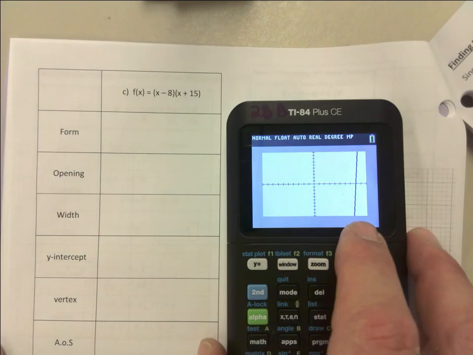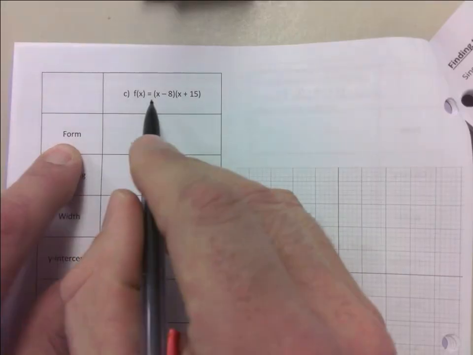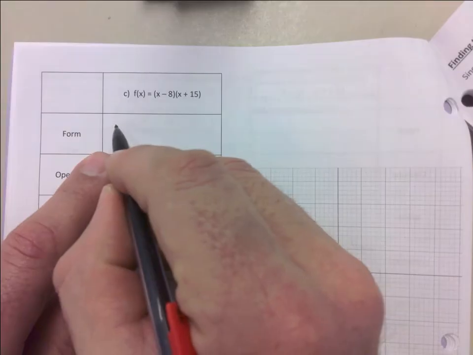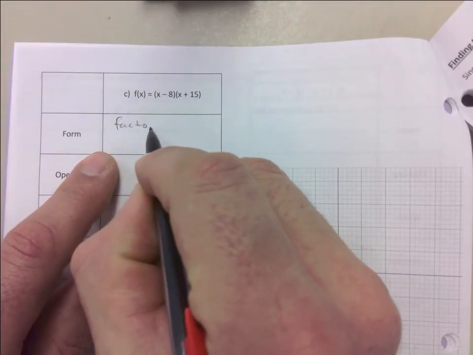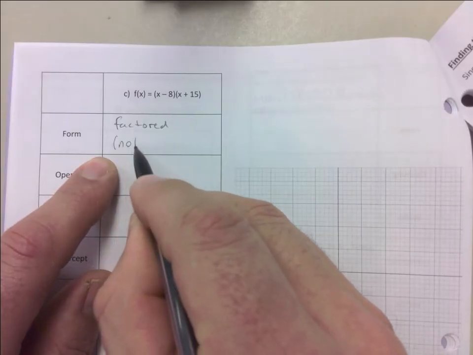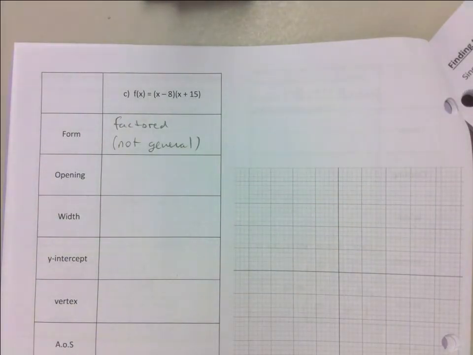One thing, before you graph, I need you to know this. What form is this in? This is not the vertex form. This is factored form, yes. The most important thing I want you to remember, it's not general. For now, if you know this can't be general, why is it not general? Because there shouldn't be any brackets there if it's in general form.